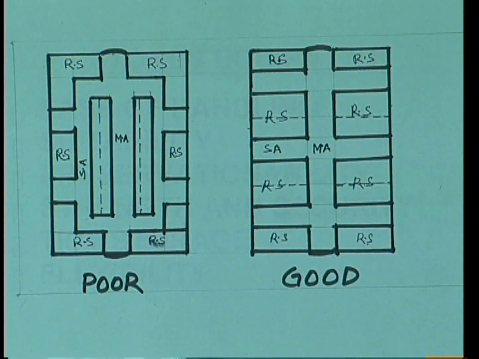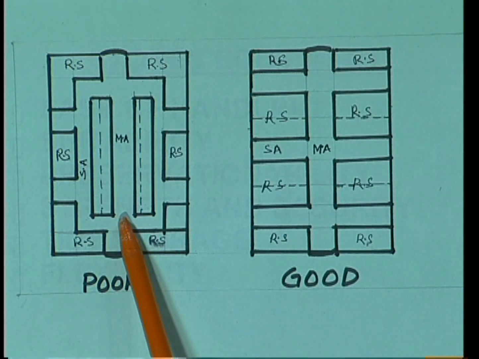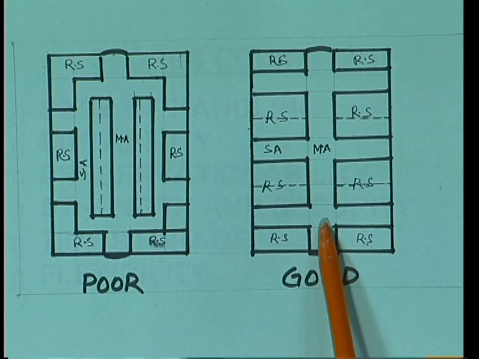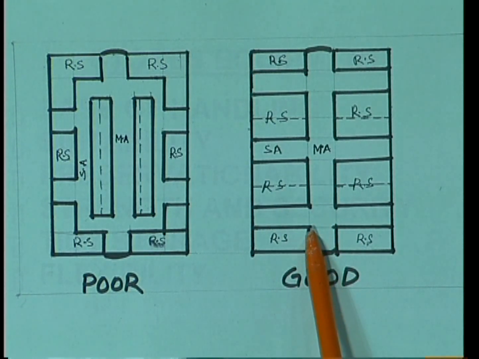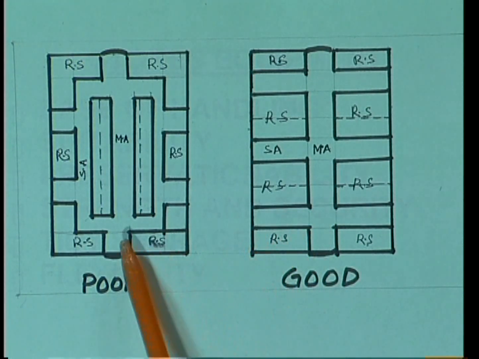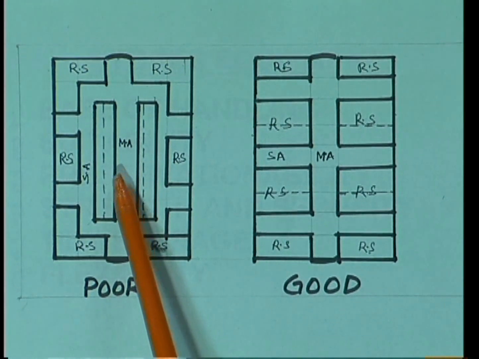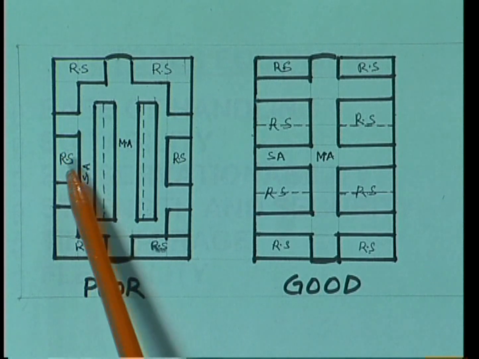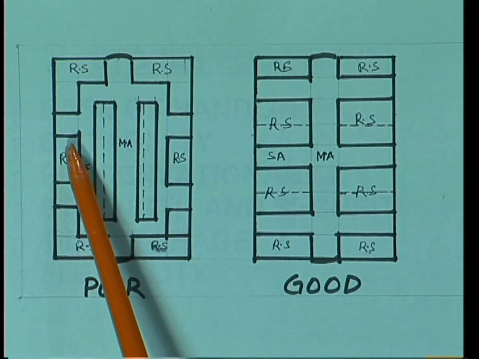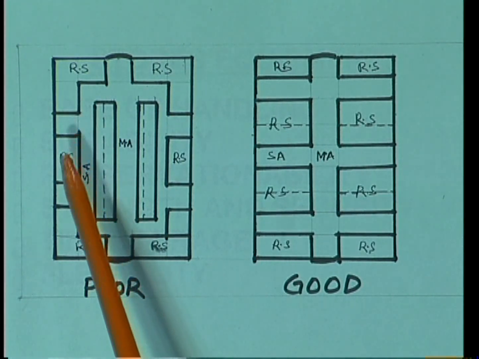Now let us see how to go for a good layout. By seeing these 2 layouts, a poor layout and a good layout, we can find out the difference. Here this is the poor layout of a stores, whereas this is a good layout of a stores. Now here we see, in the poor layout we have the main aisle, that is the main way, and sub aisles. Here these are the racks and shelves, different ways.